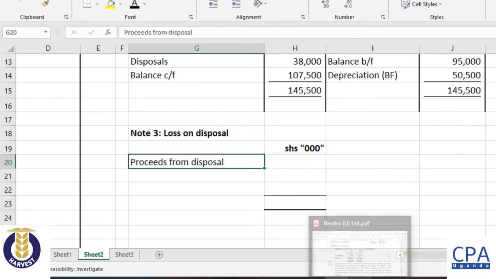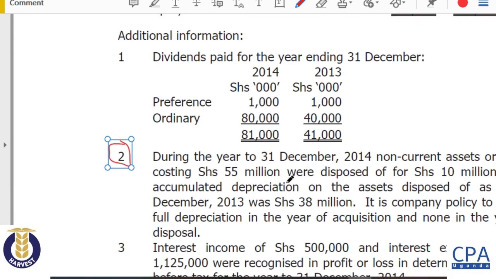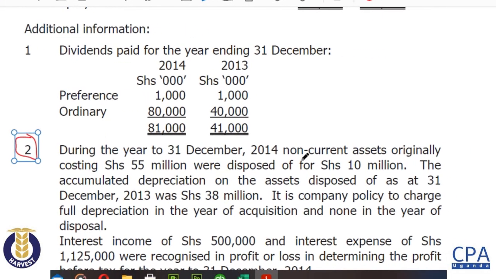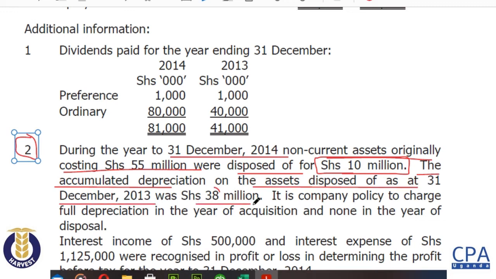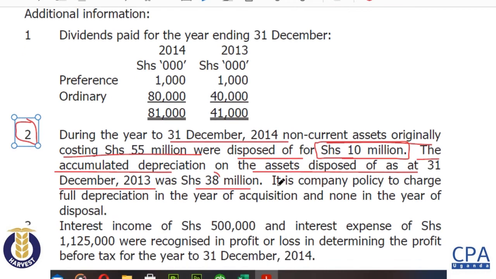According to our question, in note number 2, we are told that during the year 31st of December 2014, non-current assets originally costing 55 million were disposed of for 10 million. So the 10 million are the proceeds that we received on disposal, and we are told that the accumulated depreciation on the asset disposed of on the 31st of December 2013 was 38 million. We are further told that it is the company's policy to charge full depreciation in the year of acquisition and none in the year of disposal.